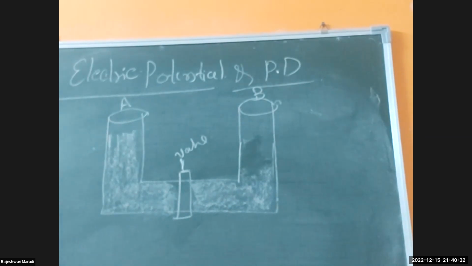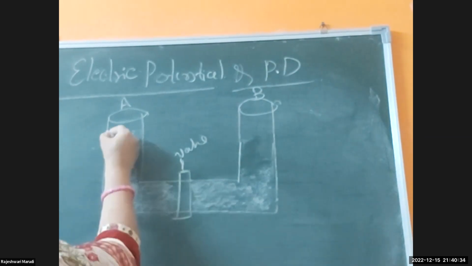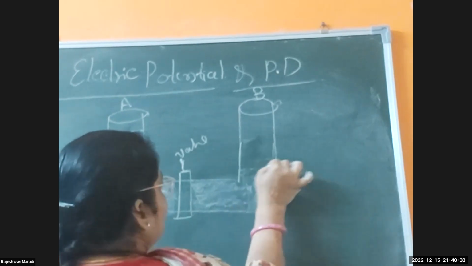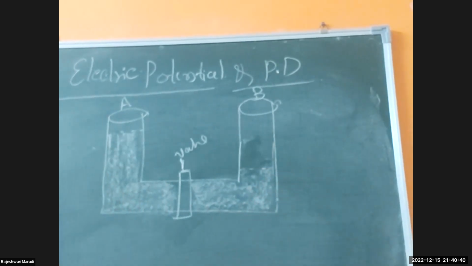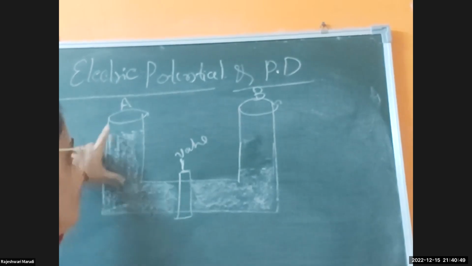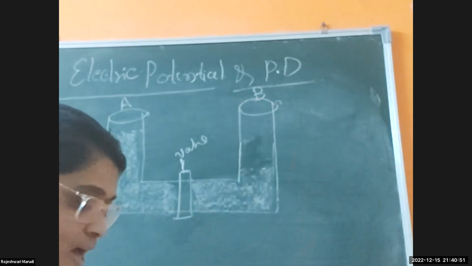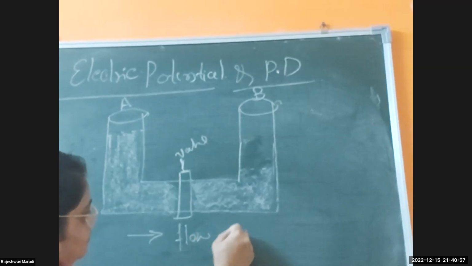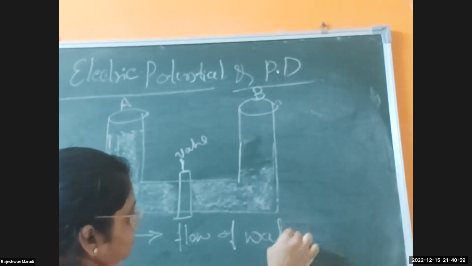So are you able to see here? The water level in arm A is more when compared to the water level in arm B. Are you able to see it? Okay. And here is the direction of the flow of water.